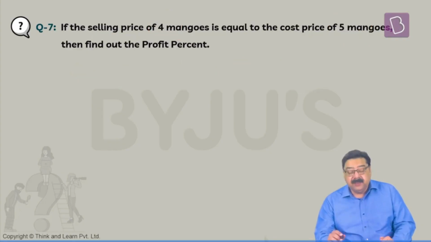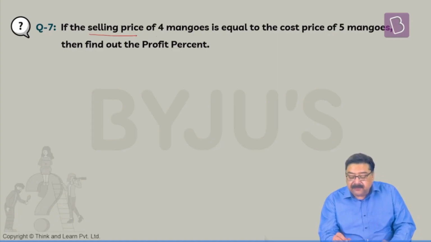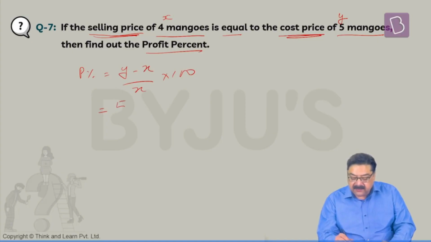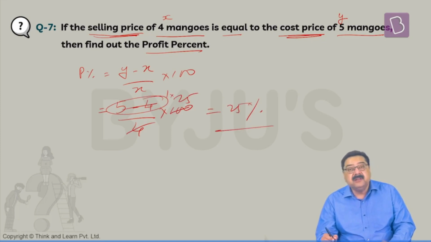Now applying the same principle, if the selling price of 4 mangoes is equal to the cost price of 5 mangoes, cost price is Y, selling price, the number of items shall be taken as X. So once again, profit percent is (Y minus X) by X into 100. That is, the value of Y here is 5, value of X here is 4, by 4 into 100. 5 minus 4 is 1, so 1 into 25, 25% is the profit made.